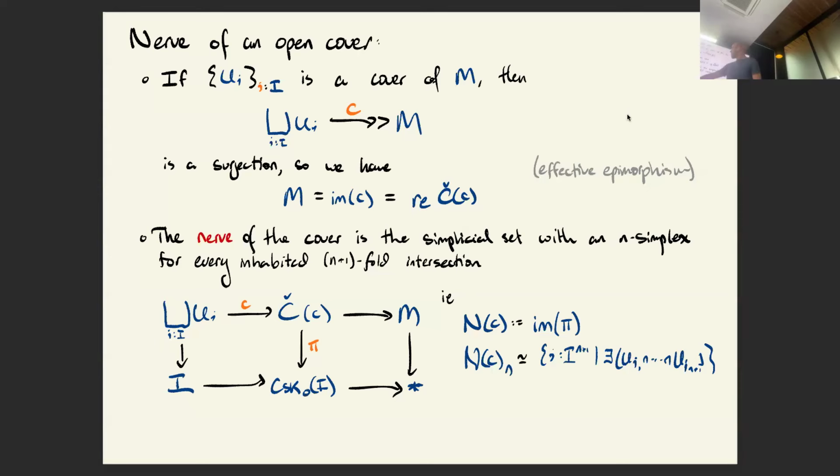We can also factor the terminal map here into the co-skeleton here. And so we get that this Čech nerve is actually bundled over the co-skeleton of I. And remember that the n-simplices of the co-skeleton are the n+1 points in I. So the fibers of this map, over a fixed n-simplex here, are the elements in that intersection. Right? So in particular, the nerve is going to be the image of this projection. We're going to take only those n+1 points in I, for which there exists an element in the intersection. So that's how we can define the Alexandrov nerve of an open cover, modally.